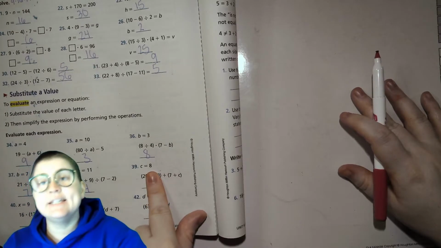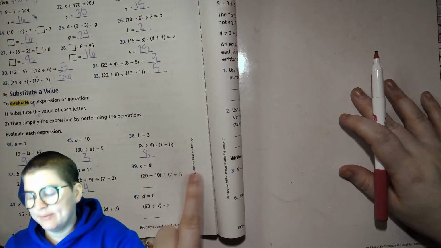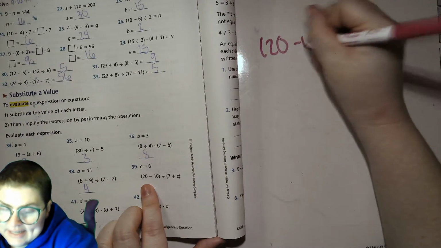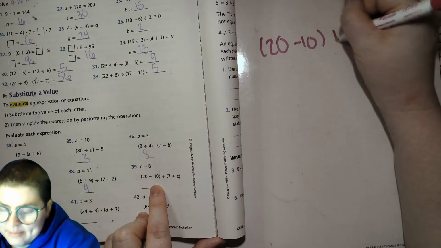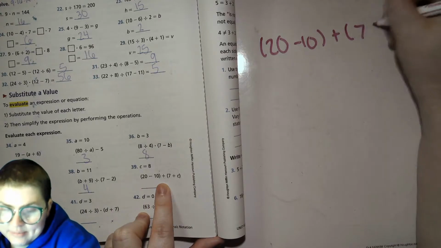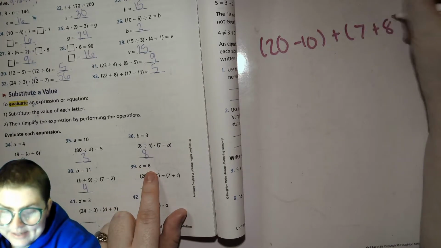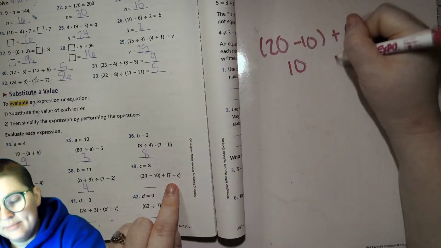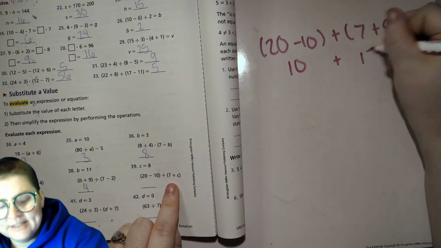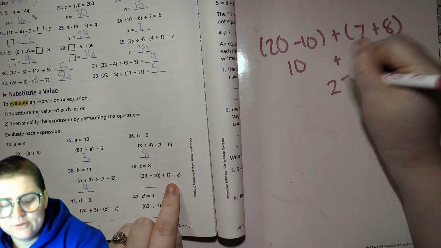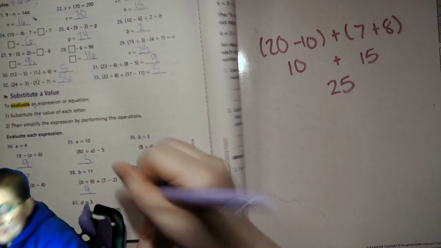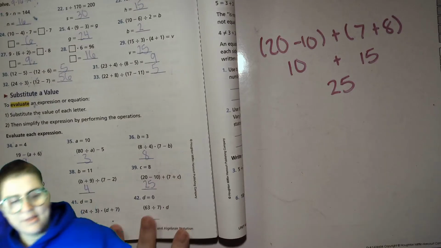Here we go, C equals 8. So wherever we see C, we're going to think 8. Parentheses, 20 minus 10, close parentheses, plus 7 plus, there's that 8, right? 20 take away 10 is 10, plus 7 plus 8, 15. 10 plus 15, 25. 3 more, we are almost there.